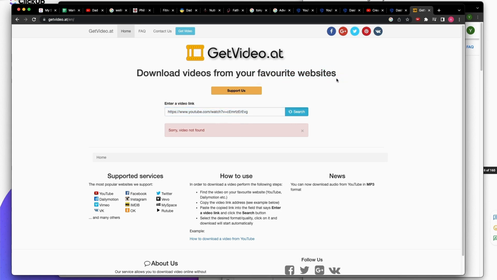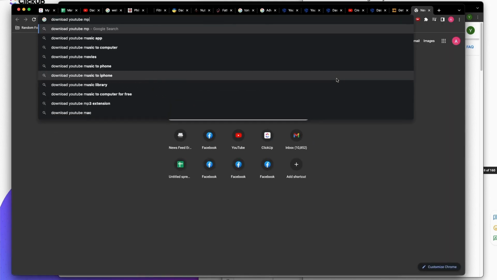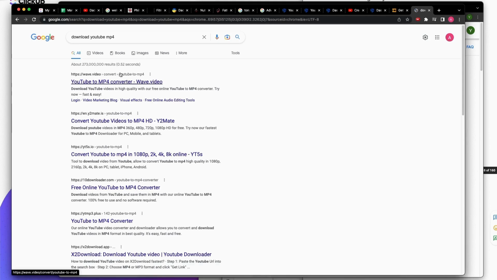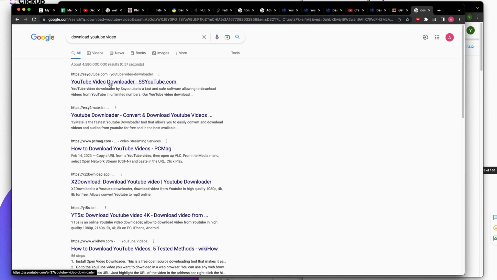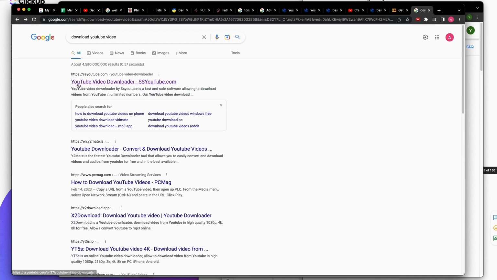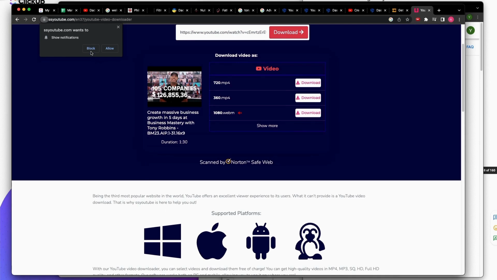I usually use this website to download. The tool doesn't work. I'm going to go download YouTube MP4. Let's find what we can find out here. Okay. Look at this. I'm going to download YouTube video. And then you'll see this is live. This is literally how it works. I just Google stuff. Okay. And then we're going to put the link in there and show notifications. No.